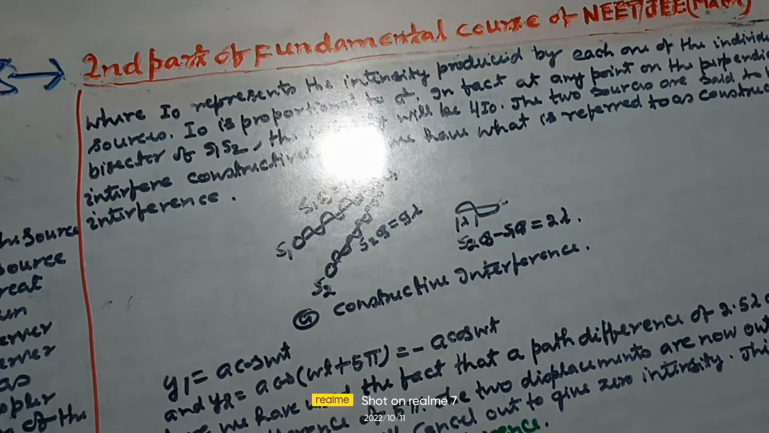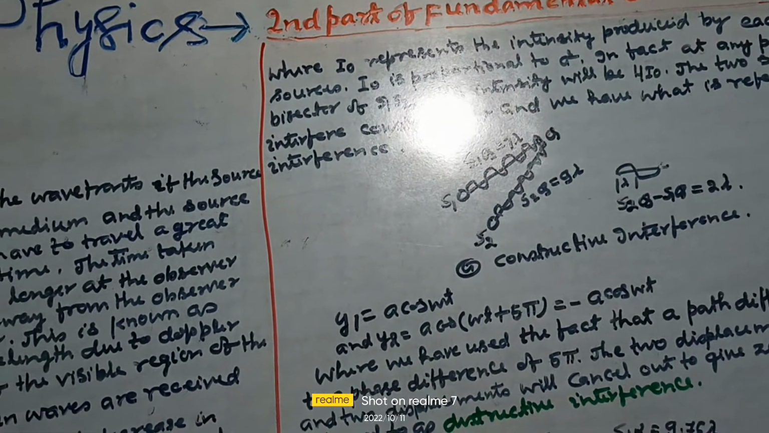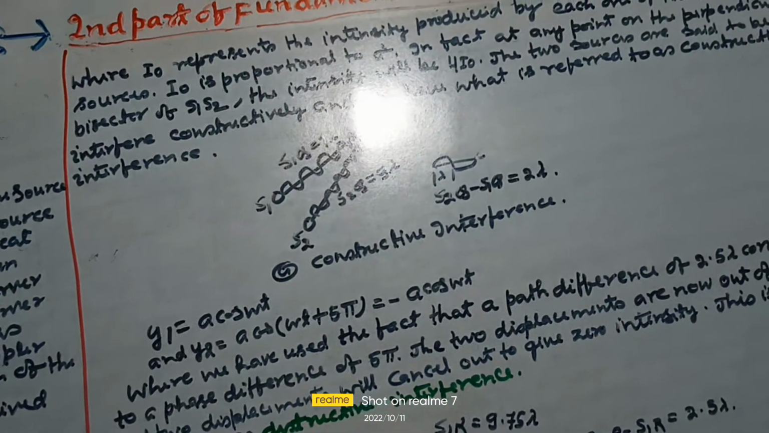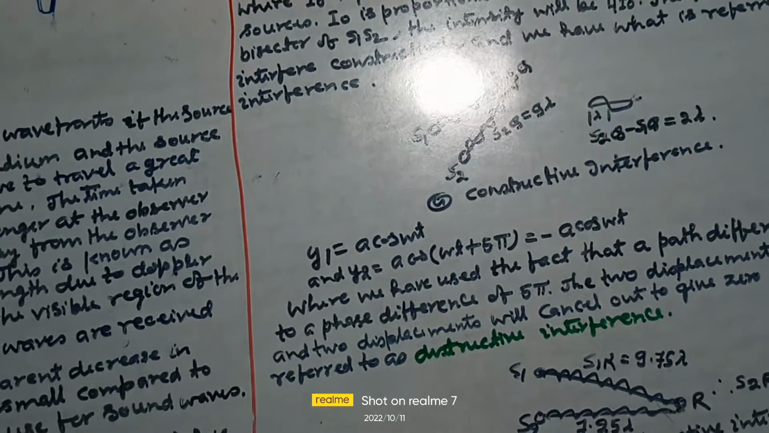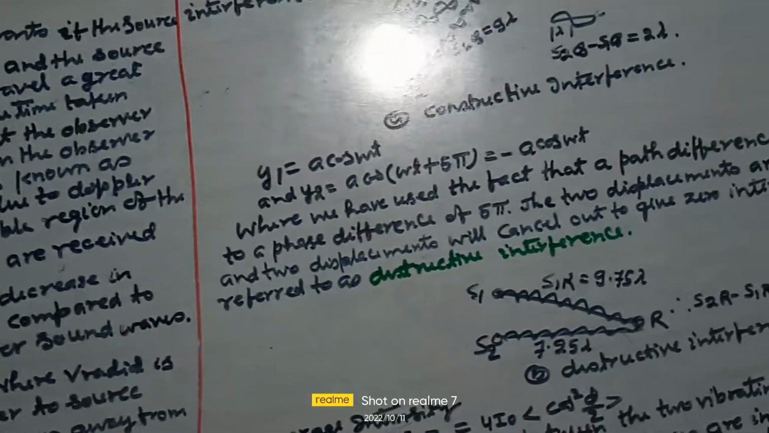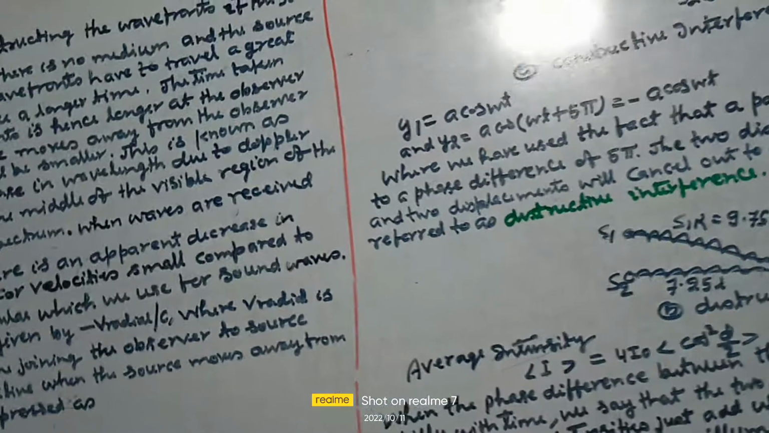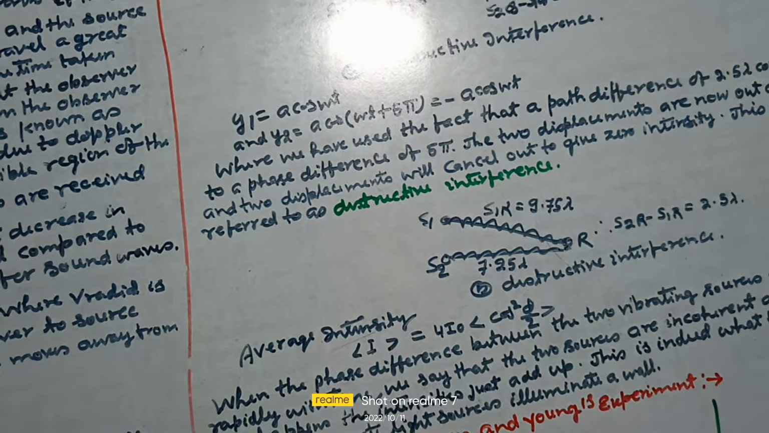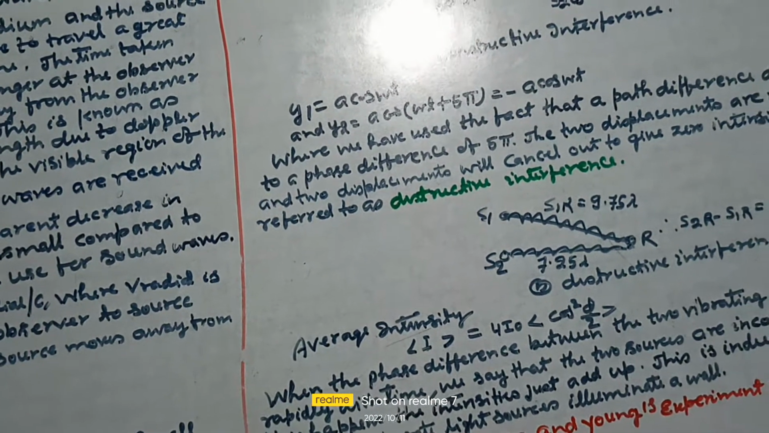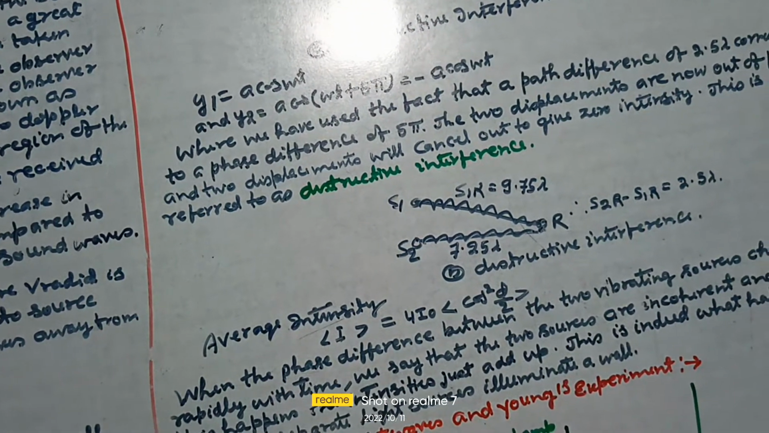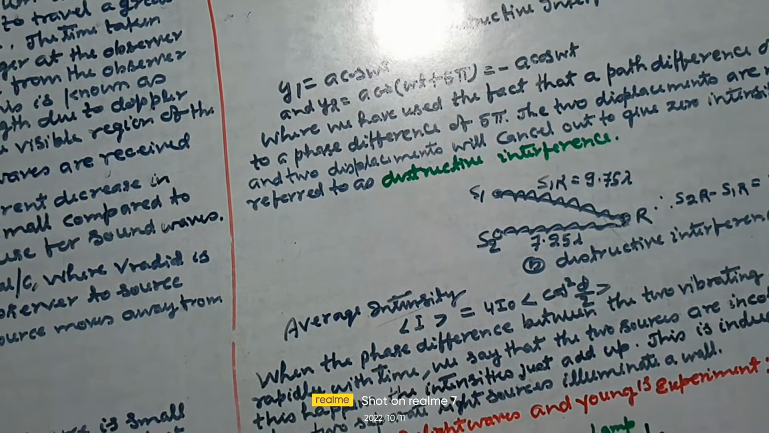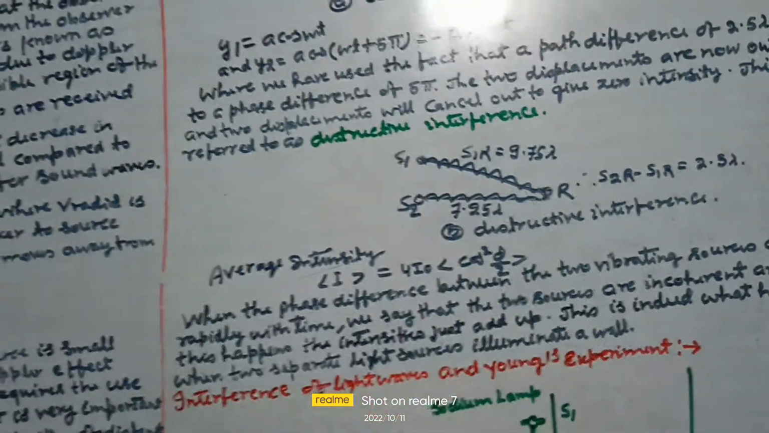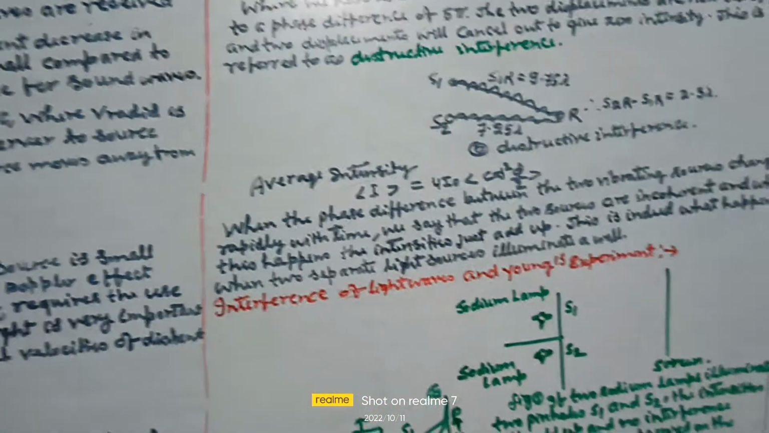The two sources are said to interfere constructively, and we have what is referred to as constructive interference. The figure shows constructive interference. Now, we have used the fact that a path difference of 2.5 lambda corresponds to a phase difference of 5 pi. The two displacements are now out of phase, and the two displacements will cancel each other to give zero intensity. This is referred to as destructive interference.